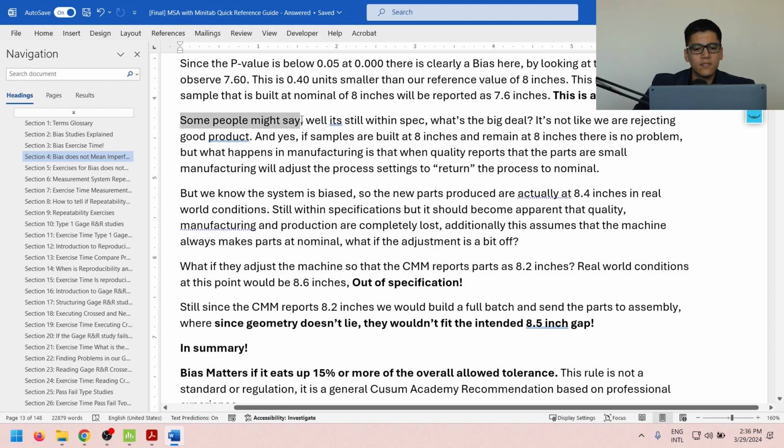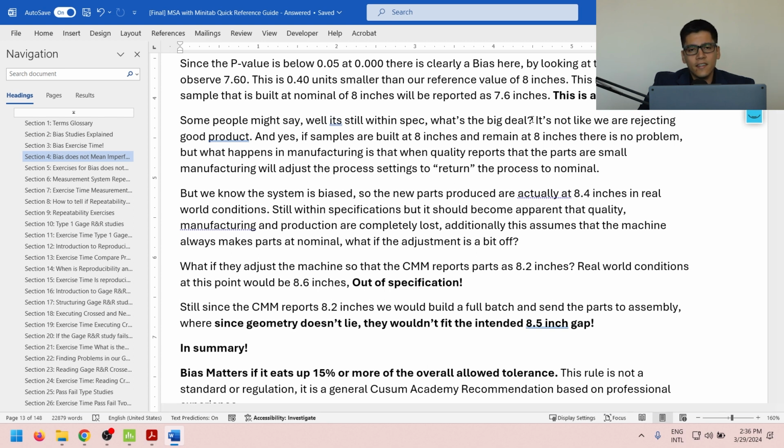So some people might say, well, my part is still within spec, right? I'm not going to be rejecting a part that measures 8 inches because I'm going to find it to be at 7.6. And yes, if the part is built at exactly 8 inches, then there will be no problem, right? But what happens in manufacturing is when quality reports that the parts are actually small. Let's say I get my report, right? And I know that I set up the machine at 8 inches, but the parts are coming out according to the quality system at 7.6.